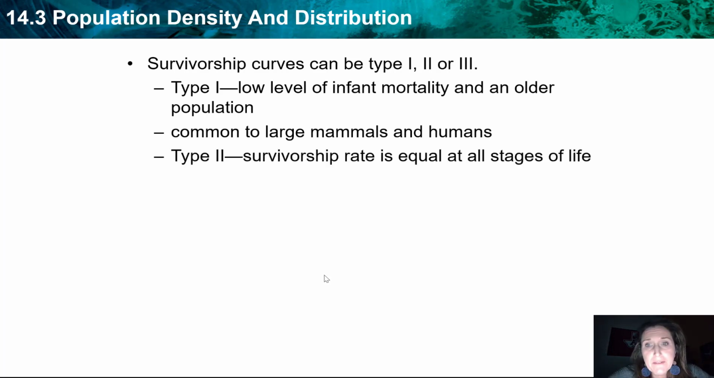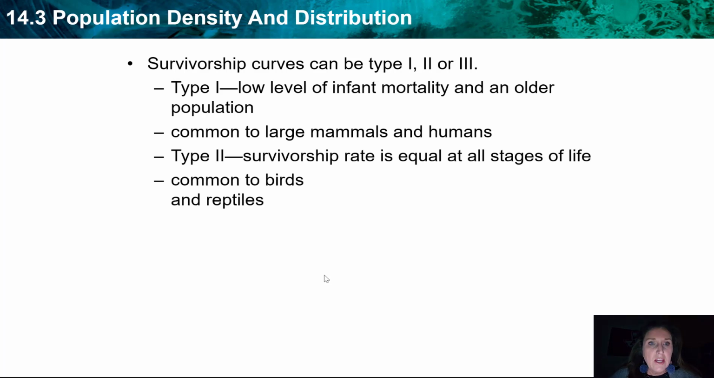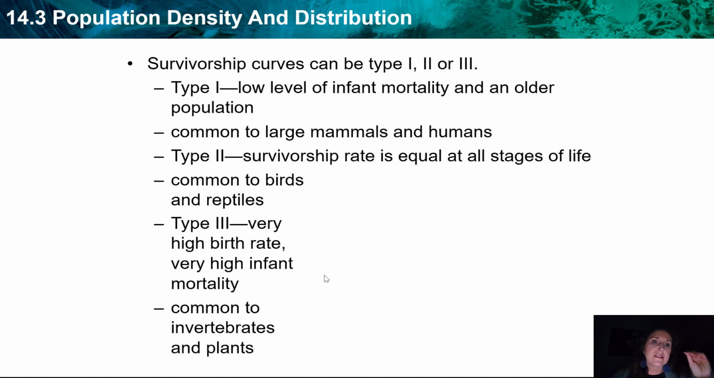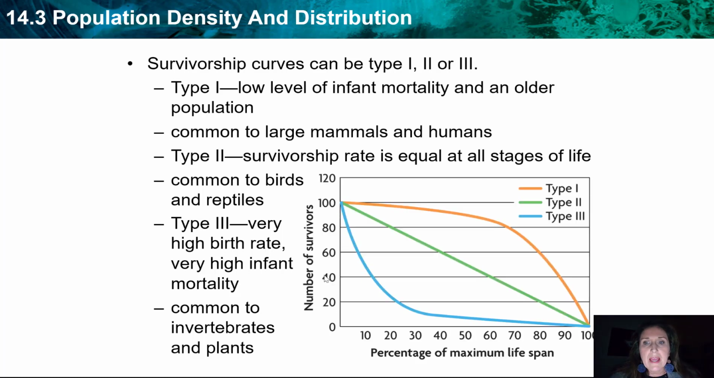All right? Type 2 survivorship is where you are equally likely to be killed when you're an infant, or killed when you're a teenager, or killed when you're an adult. Okay? So this is common in birds and reptiles. Type 3, you have a very high infant mortality rate. So you have a zillion babies hoping one of them makes it to adulthood. And this is common in plants, invertebrates, even in like some small mammals like mice.